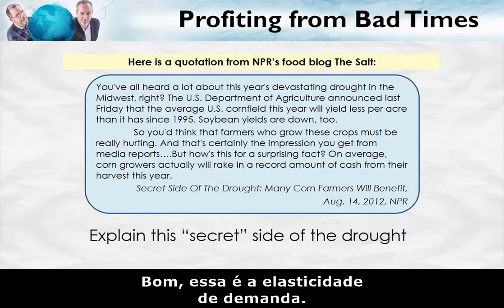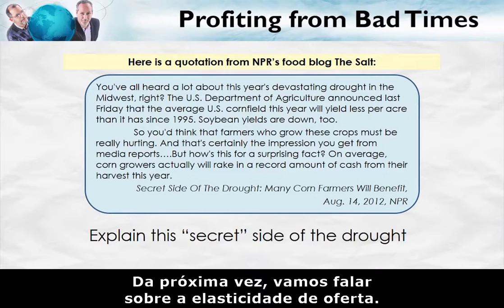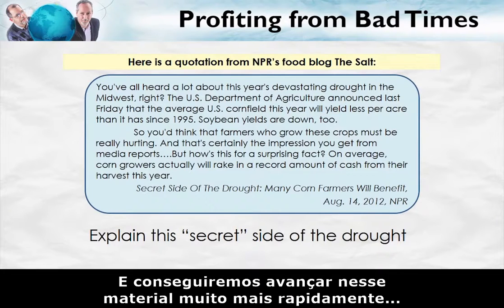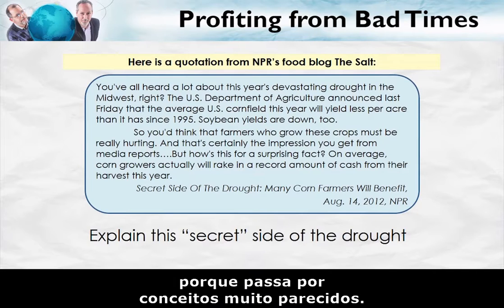Okay, that's the elasticity of demand. Next time we'll be taking up the elasticity of supply, and we'll be able to move through that material much quicker because it covers many similar concepts.